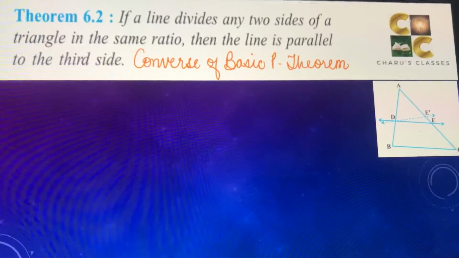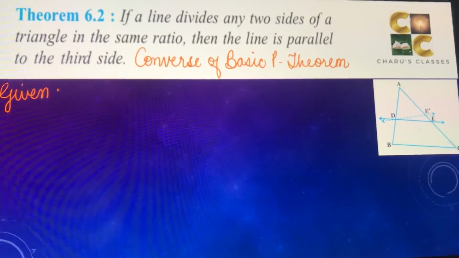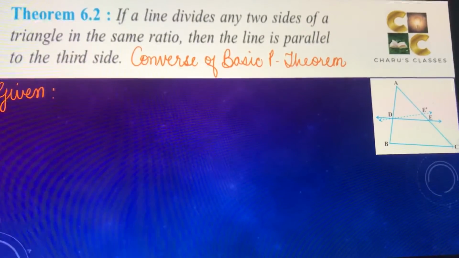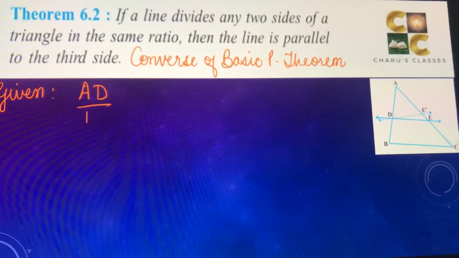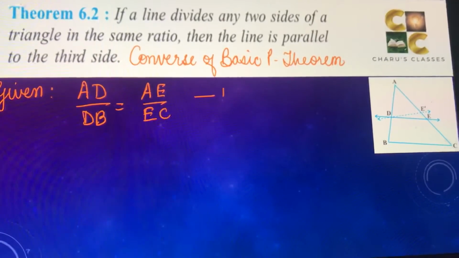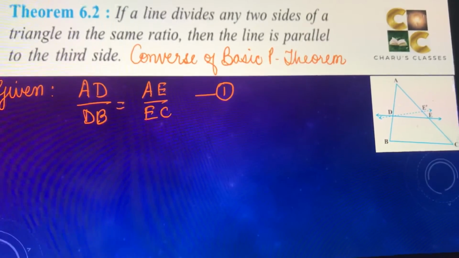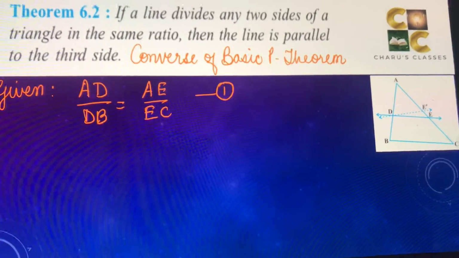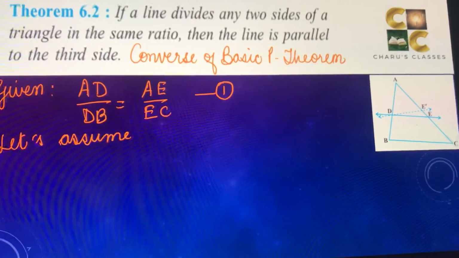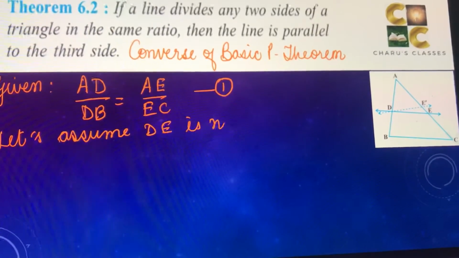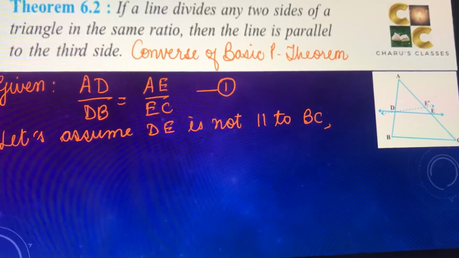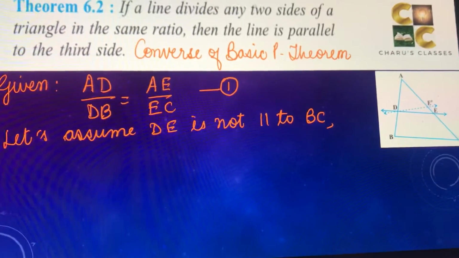So in this case, what is given is: DE is a line and it is intersecting AB and AC in the same ratio, which means it is given that AD by DB is equal to AE by EC. Let's call it equation 1. Let's assume that DE is not parallel to BC. Then let's also assume that DE dash is parallel to BC.